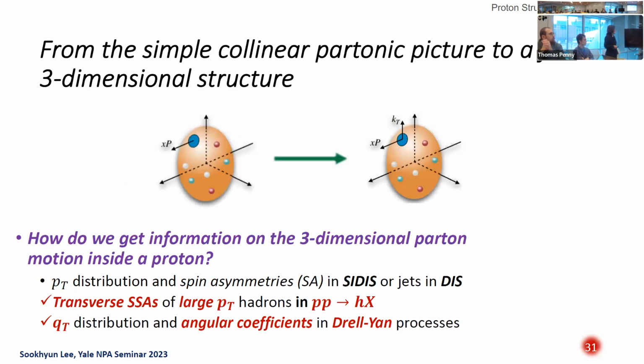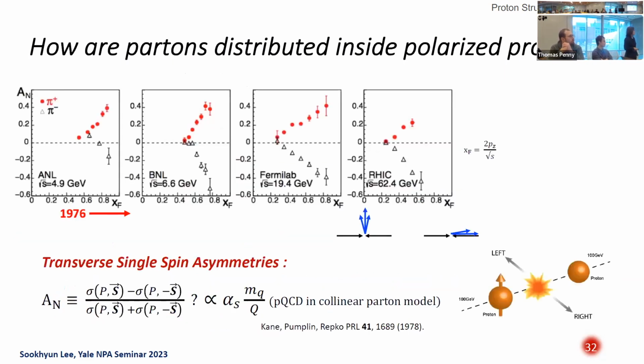So to give you an answer right away, what we can learn from it is that we could probe the three-dimensional structure beyond the simple collinear parton picture. There are several ways to probe the transverse structure of the proton. I'm going to discuss these two approaches with the check marks, because it's what I mostly worked on.